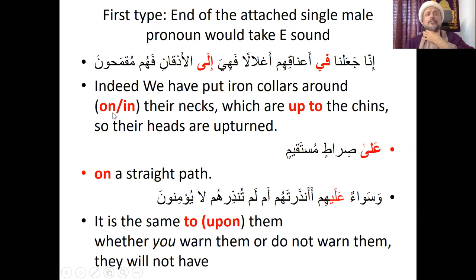So he said, we have kept chain in Jahannam, in their necks, or on their necks, but it is fi, in, okay? On their necks, and then fahiya ila al-adhqani, until they are in the chin. So they are like very heavy, hefty type of chains around their neck. So it's not a small chain like a necklace.